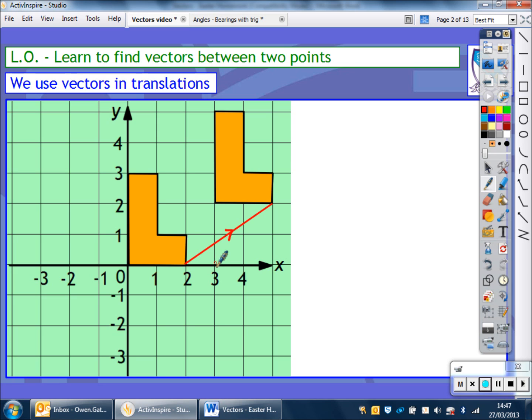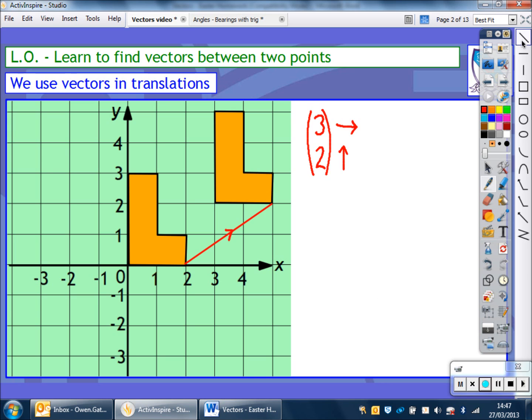We can say that it's moved 1, 2, 3 spaces in the x direction and 1, 2 spaces in the y direction, and we would write 3, 2. That is our vector. It's moved 3 spaces to the right and 2 spaces up. And that is what a vector is. It tells us which direction we've gone in and how far in that direction we have gone.